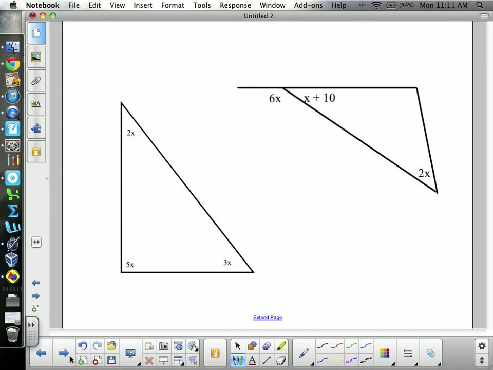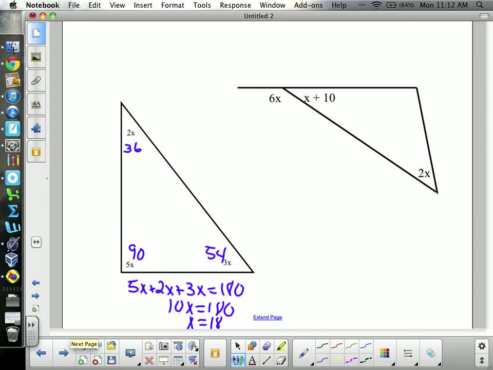All right, how about this one? 5x plus 2x plus 3x. What's that going to have to equal? All right. So 10x equals 180. So x equals 18. Now, we could find the measures of each of the angles now by substituting that back in, couldn't we? This would have to be 36. 3 times 18 is 54. 5 times 18 is 90. And look at that, we've got that all figured out.